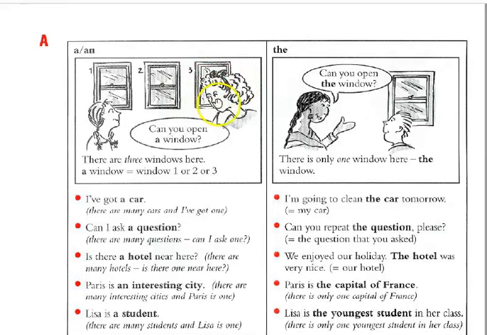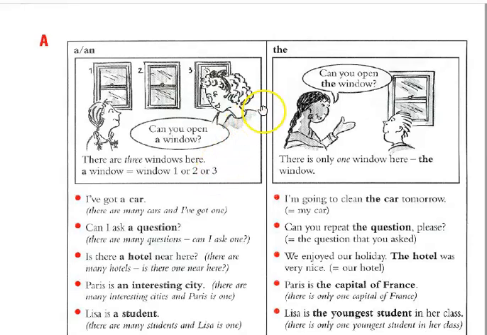We have the mother and the daughter, and the mother says, "Can you open a window?" There are 3 windows, number 1, number 2, number 3. So can you open a window means, can you open this one, or this one, or this one? One of them. And says there are 3 windows here. A window equals window 1, or window 2, or window 3.